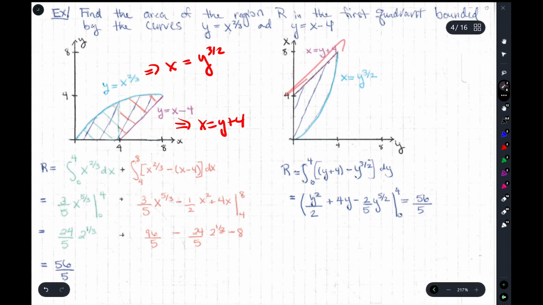And you do see that the top function is y plus 4, and the bottom function is y to the 3/2. Okay, now we had to solve for x in terms of y if we're going to integrate with respect to y. So that's super crucial. And all we have to do now is just one good old-fashioned integral. We take it out from 0 to 4. We carry out the integration. We get the same exact answer that we got before. And there goes another application of knowing how to integrate.